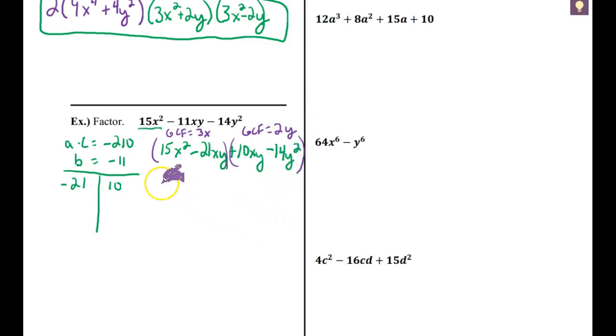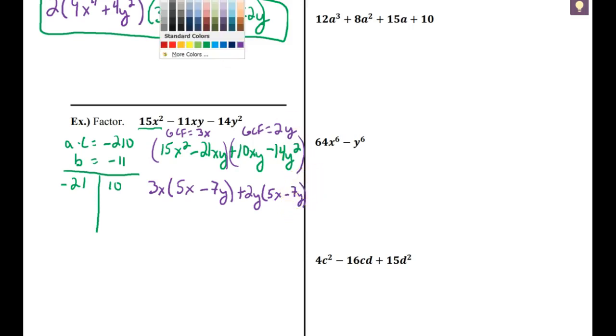So now I divide out those GCFs, I'd be left with 15x squared divided by 3x is 5x, and then negative 21xy divided by 3x would be negative 7y. Right? The x's divide out. Then over here, I'm taking out a positive 2y. 10xy divided by 2y would be positive 5x. And negative 14y squared divided by 2y would be negative 7y.